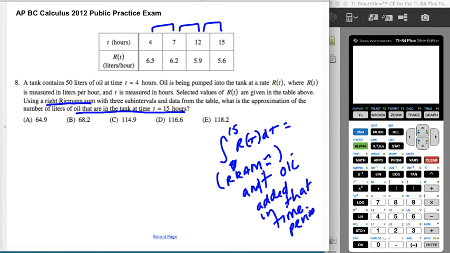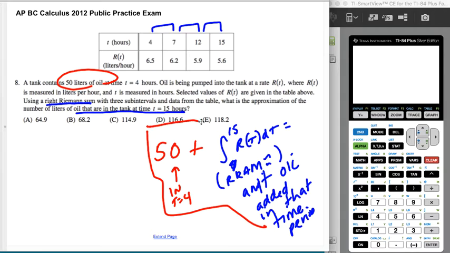What's important here is I also have to recognize that I started with 50 liters of oil. So I'm going to need 50 plus this, because this is how much was in the tank at t equals 4. I need both of those values. The big trick here is that one of the smart wrong answers is if you forget the 50. It means you did all the math right, but you forgot the 50. So let's go ahead and walk through this.